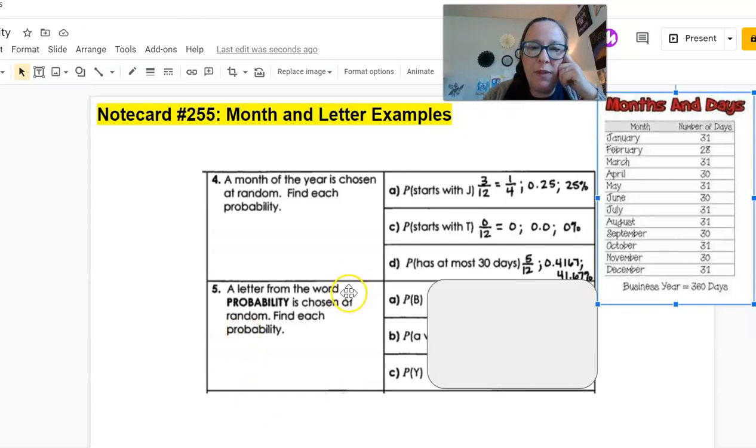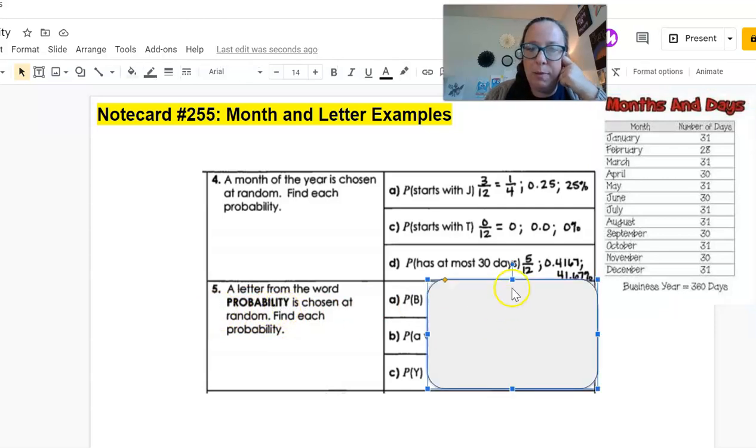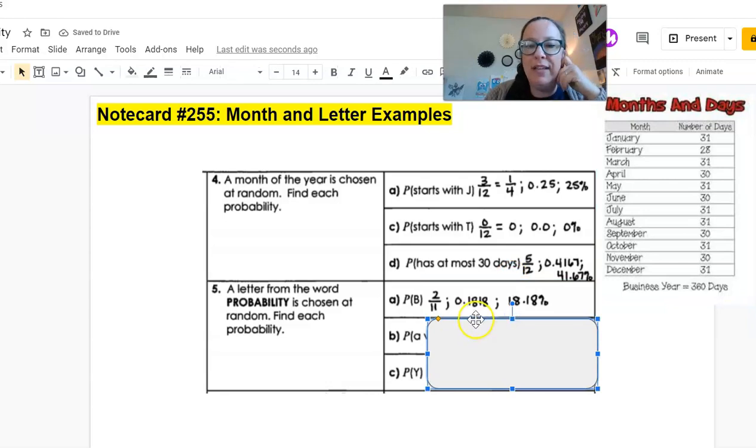What is the probability from this? I'm sorry, a letter from the word probability is chosen at random. Find each probability. So what's the probability that you're going to pick a B? Well, there's 2 B's, and I got to count the total letters in the word probability. And so there's 11. So it'd be 2 out of 11. There's the decimal, and there's the percentage.